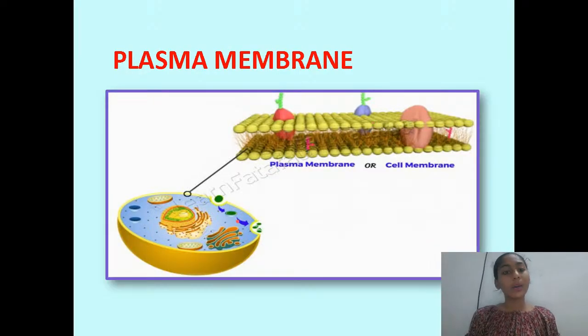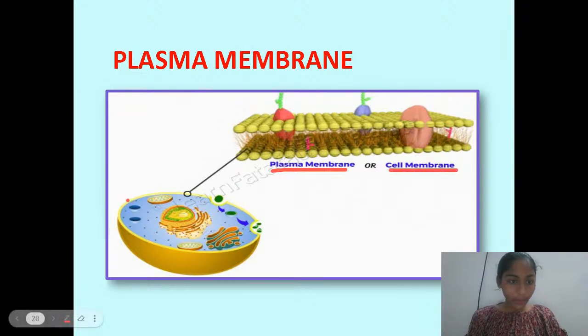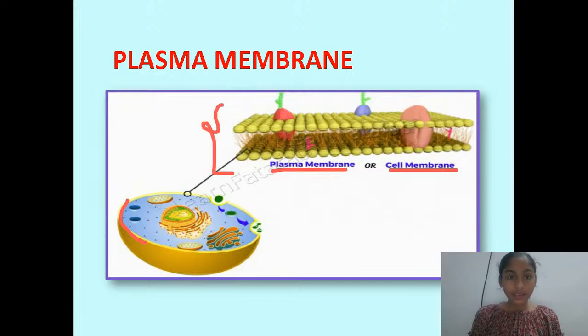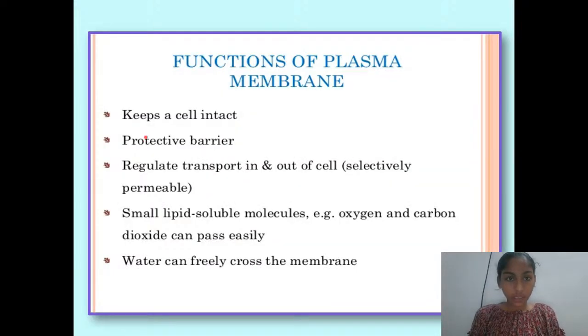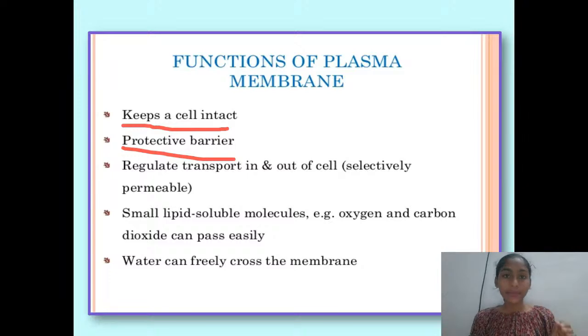First we'll learn about the cell membrane. Plasma membrane or cell membrane. This outer part, which is also called plasma membrane or cell membrane, looks like this. Functions of the plasma membrane or cell membrane: it keeps a cell intact. Intact means keeps a cell safe. It is a protective barrier. It regulates transport in and out of the cell.